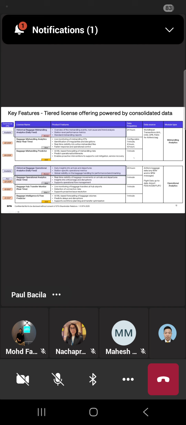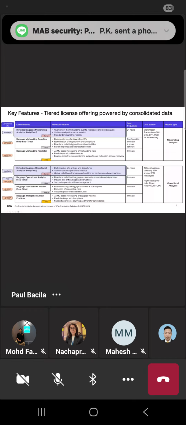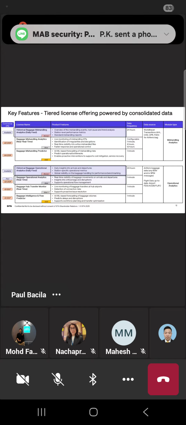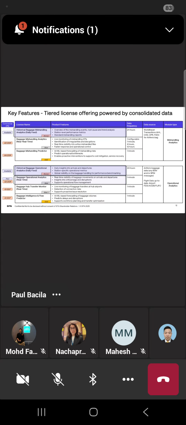I'll try to explain this part as best I can. So as I mentioned, the product has licenses. So basically, how it happens is you pay a monthly fixed fee, and as part of the monthly fee you get a set of features, right?